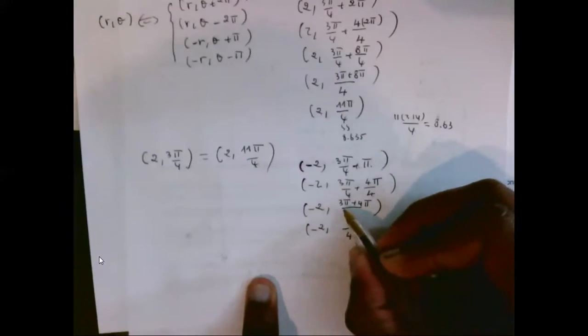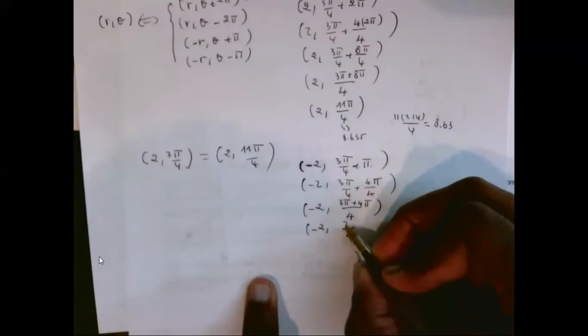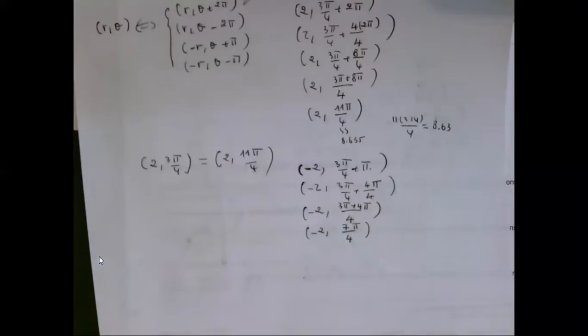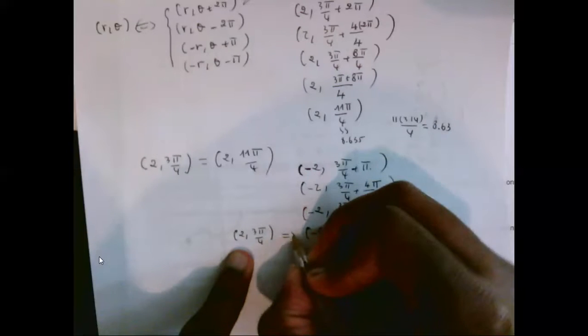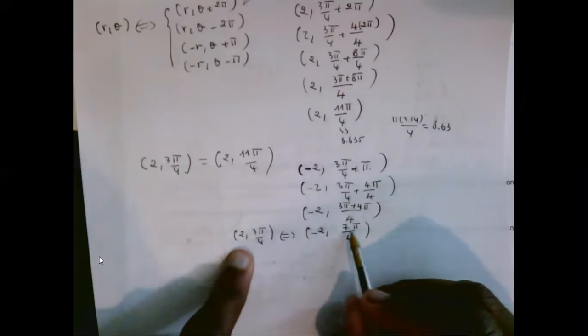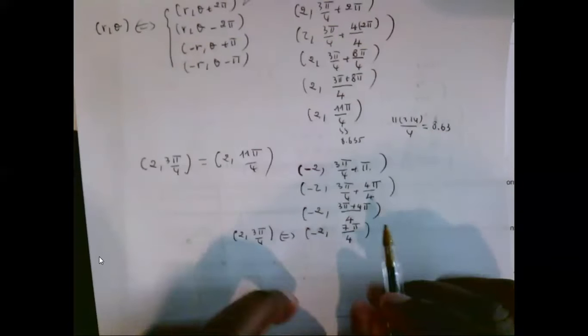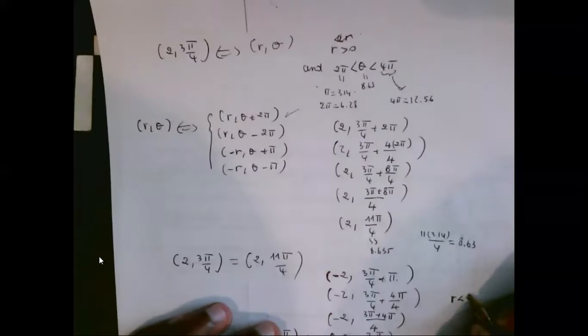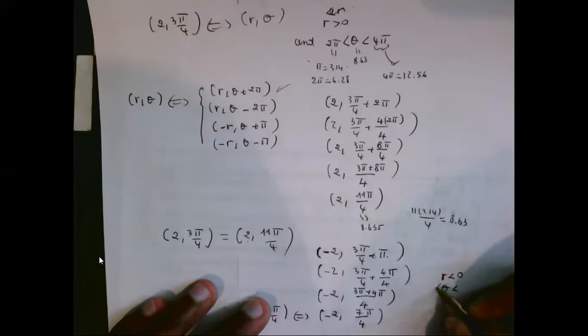So 3 pi over 4 is equivalent to negative 2, 7 pi over 4. Now let's see if it meets the requirement for this question. The requirements are r has to be negative and theta has to be between 0 and 2 pi. So r negative and theta is between 0 and 2 pi. 2 pi is about 6.28, so theta has to be less than 6.28.